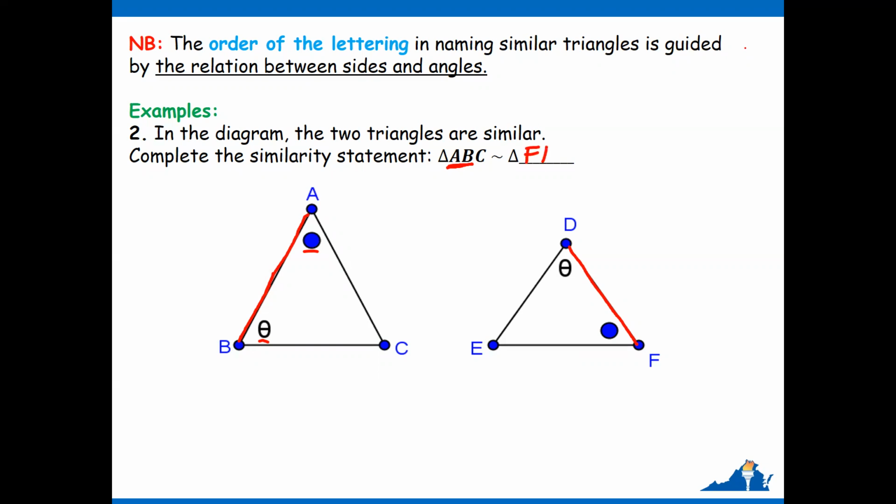Therefore, FD, then the E. So this is the similarity statement, and see how I am analyzing, always trying to check the angles and how things are situated.